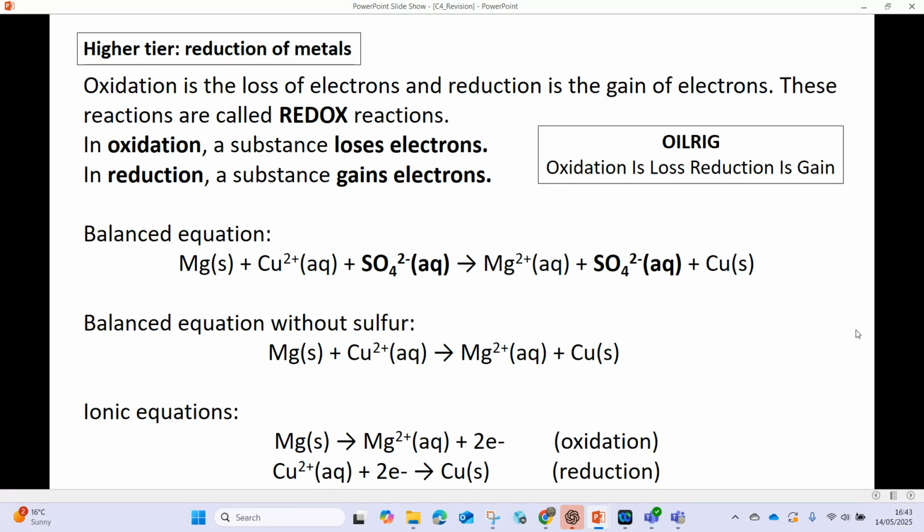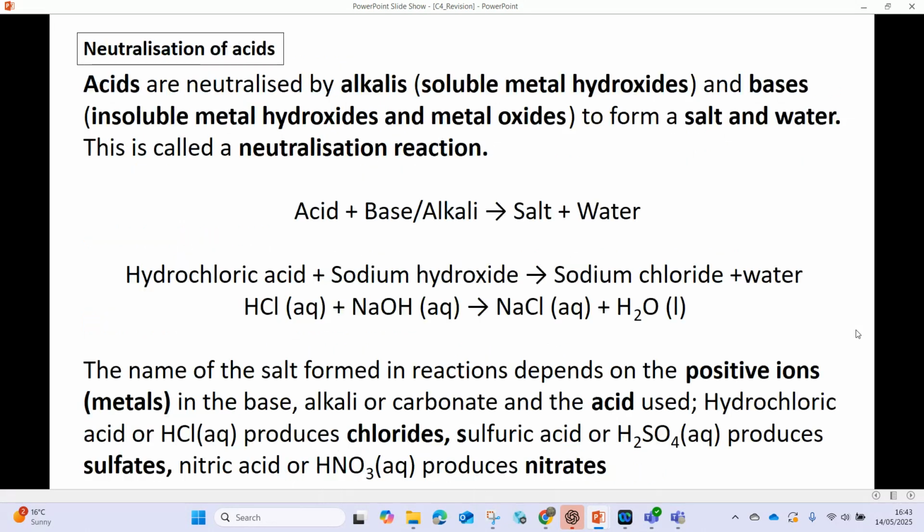And you could represent redox reactions with ionic equations. You show the electron as an e minus, and just like balancing normal equations, you would put the numbers of electrons that you gain or lose in front of the e minus sign.